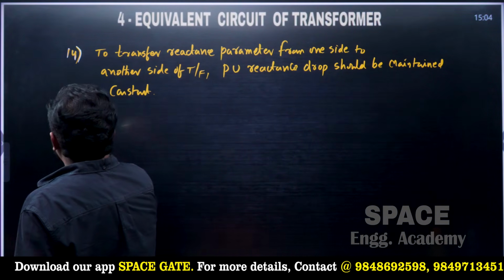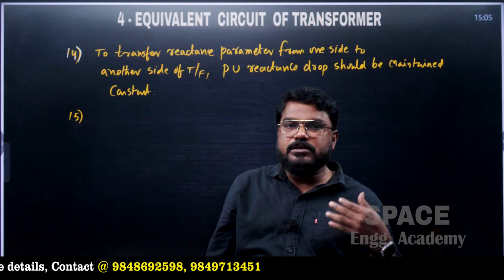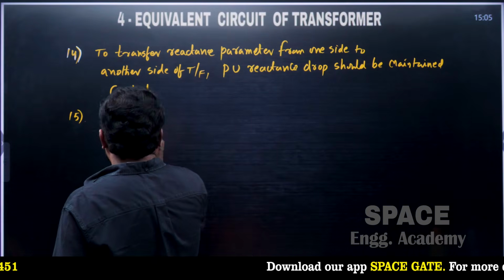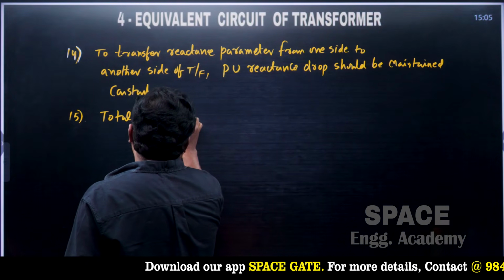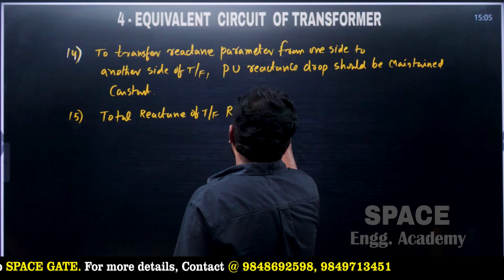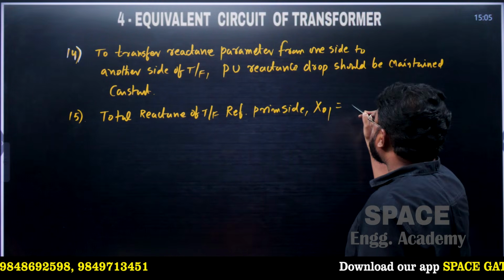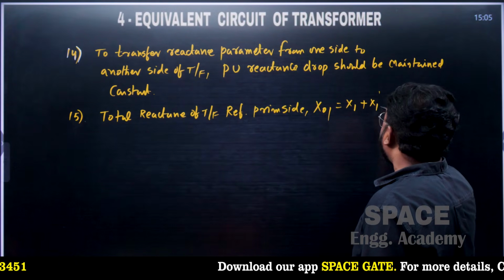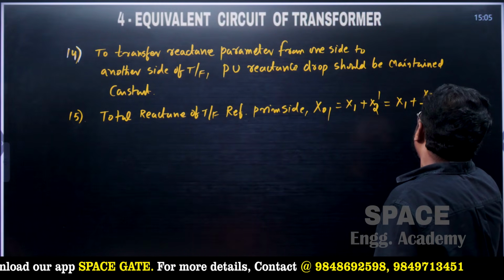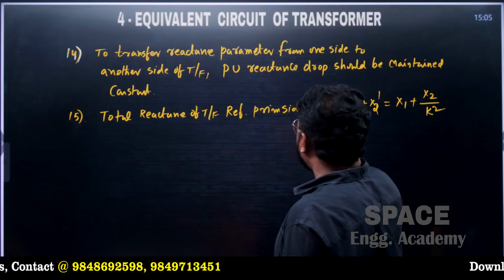And one more possible question, the 15th: how to calculate the total reactance referred to the primary side of the transformer. The reactance of the transformer referred to the primary side is denoted by X01. X01 is equal to the existing value plus the transferred value, X1 plus X2 dash, that is X1 plus X2 by K square. This is the total reactance referred to the primary side.